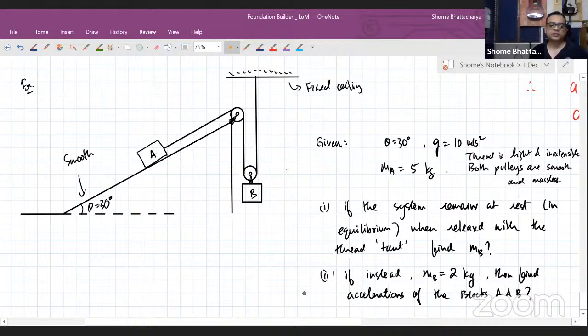Okay, so just try this question out, people. Use the free body diagram concept to work out the first part. And from that, you will also get an idea in the second part what exactly is happening. When we change the mass to 2 kg for B, mass of A is remaining 5 kg for both the parts.